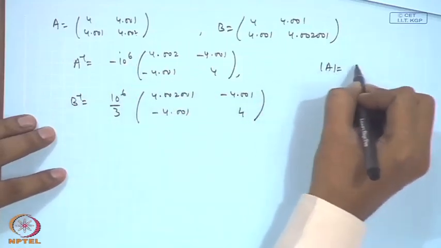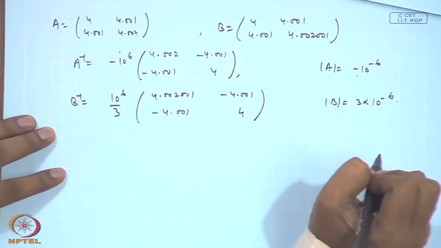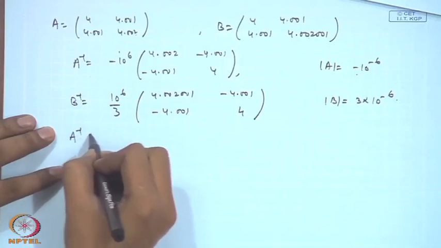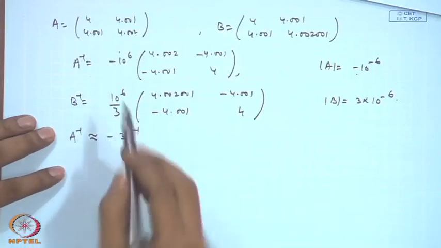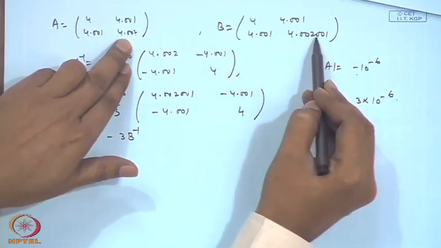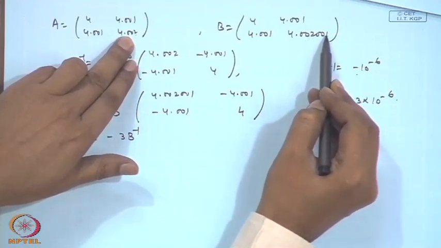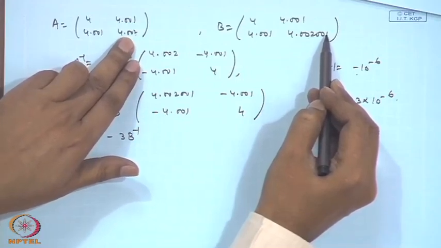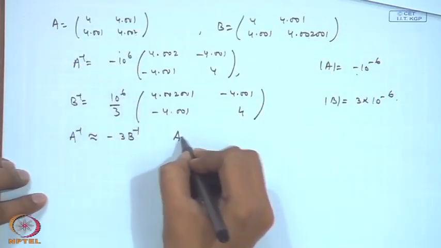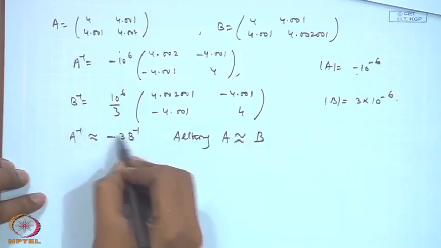Actually, the determinant of A is turning out to be minus 10 to the power minus 6, whereas the determinant of B is equal to 3 into 10 to the power minus 6. So, there is a substantial change in the value. So, we are getting that A inverse is approximately minus 3 B inverse. If you look at A and B, there is hardly any difference here. In fact, three terms are exactly the same. In the fourth term, I am considering the change after 5 decimal places. In the 6th decimal place, there is a minor change. But if you look at the inverses here, A is almost the same as B, but if you look at the inverse, then you are getting a substantial change.